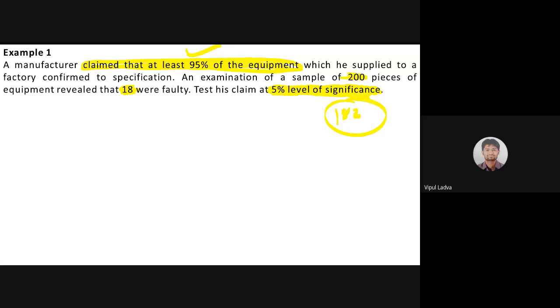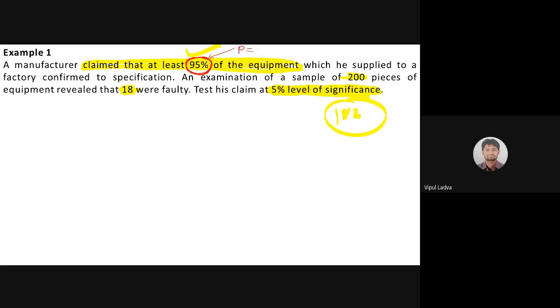Now, what can we do in this? Do we have any proportion over here? No, we do not have any proportion. Yes, we have. Observe here. In the claim, they had given that 95% of the equipment is tested okay. So this is the proportion. Now tell me, is this a sample proportion or a population proportion? Population proportion, sir. Yes, it is the population proportion, and we have a specified value of the population proportion. So we will set the null hypothesis as p equals 95%.